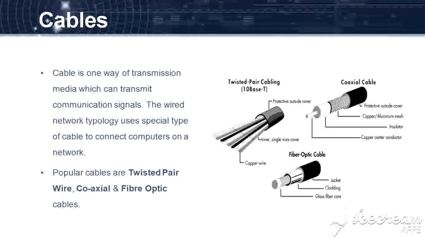Cables. Cable is one way of transmission media which can transmit communication signal. It is also known as connection-oriented communication channel. The wired network topology used special type of cable to establish computer network. Most popular cables are twisted pair wire, coaxial cable, and fiber optic cable.